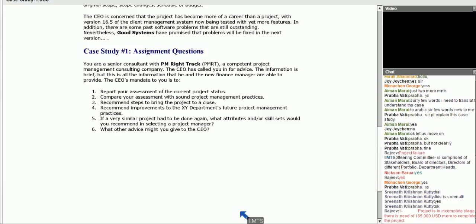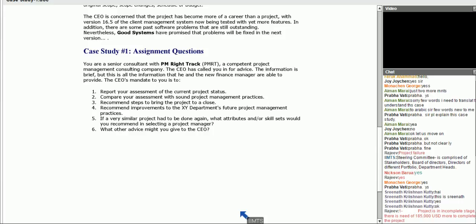Okay, Rajiv says the project is in an incomplete stage. There is a need of 185,000 USD more to complete the project. Okay, good. What about others?